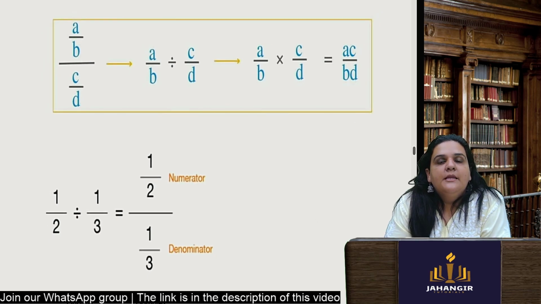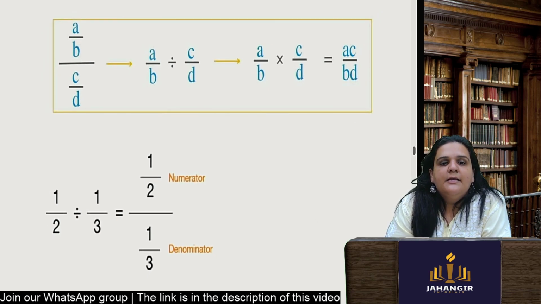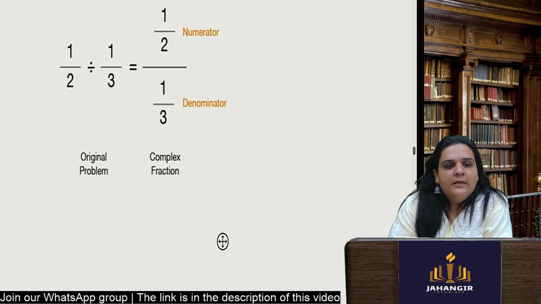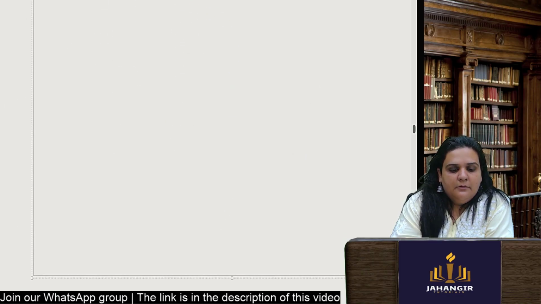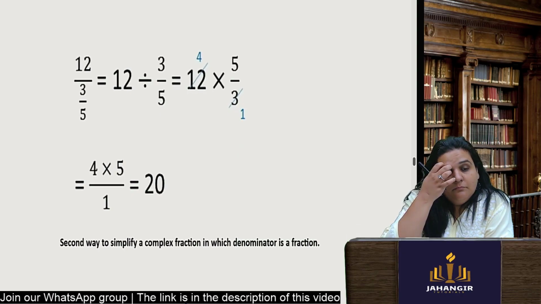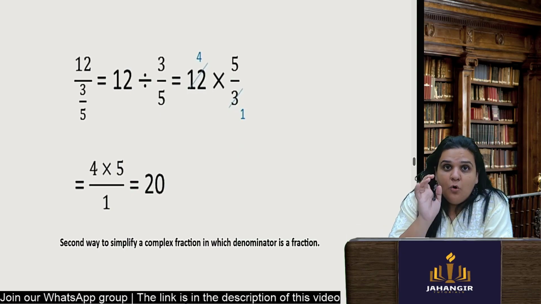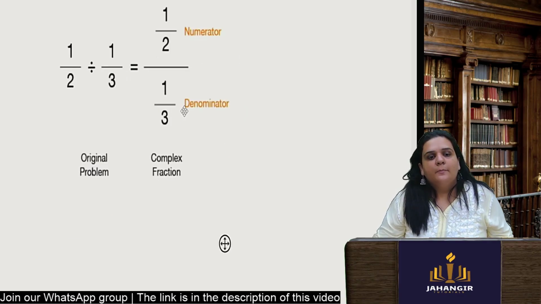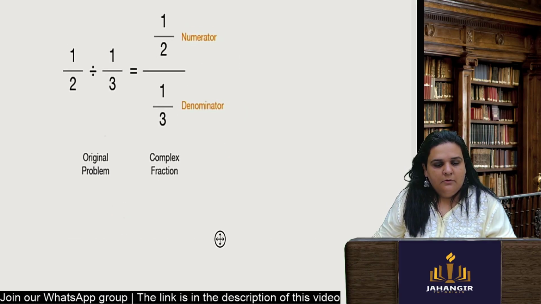Okay, by dividing. Now see this. A upon B divided by C upon D is nothing but A upon B into D upon C. So AD and BC. Okay. Here, 12 is a whole number. They are dividing that 12 by a fraction which is 3 upon 5. So when I am dividing, I will change that into multiplication.